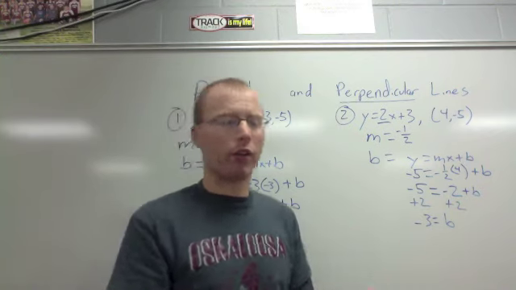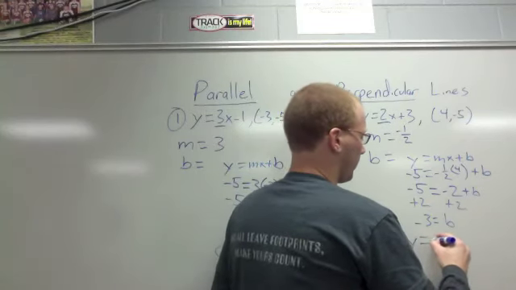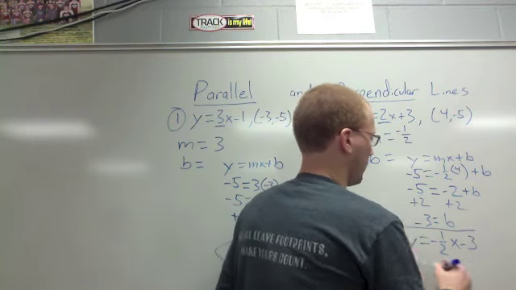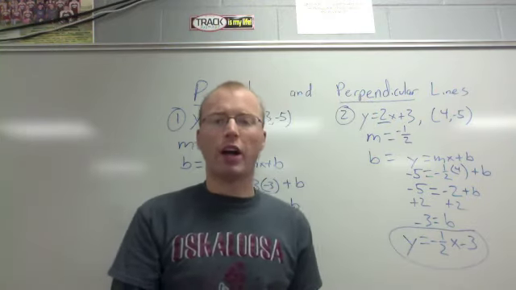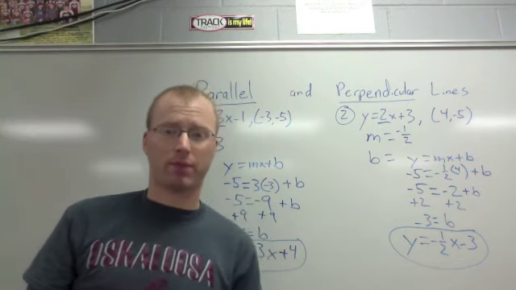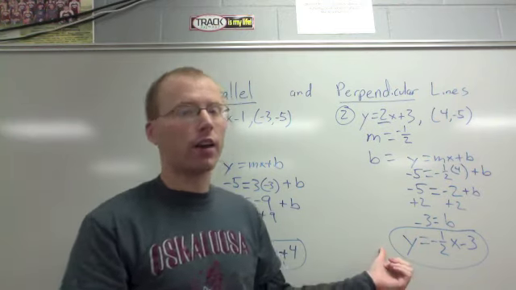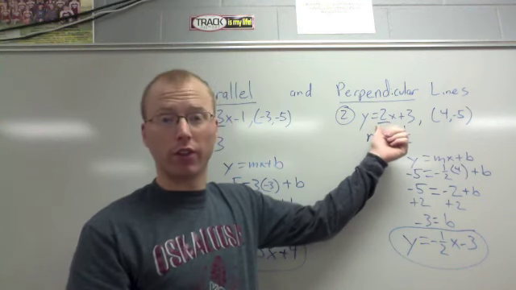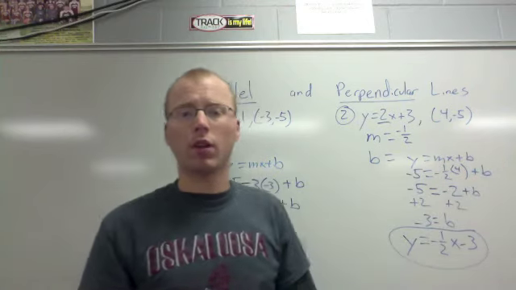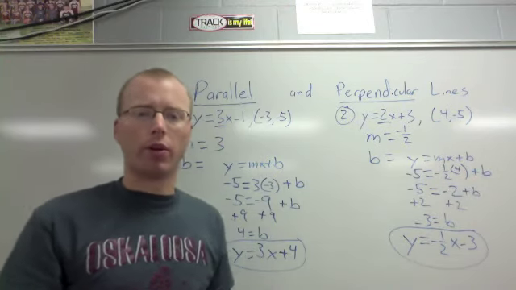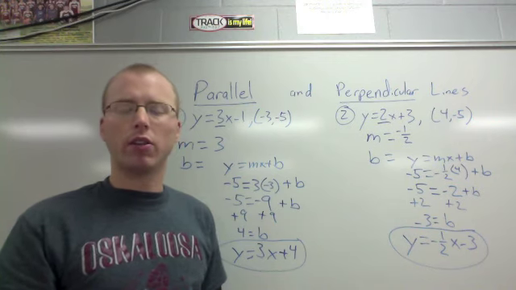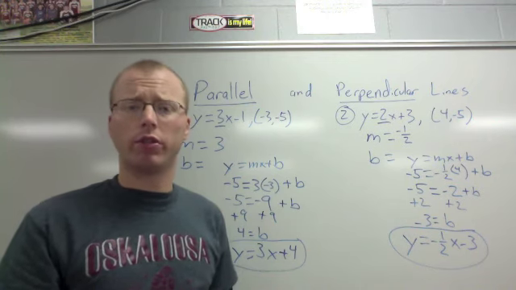Now let's put it all together. So y equals -1/2 x minus 3. And so this is the line that is perpendicular to this line, our given line, and also goes through this point. So a couple key concepts to remember. Two lines that are parallel have the same slope. Perpendicular lines have slopes that are negative reciprocals of each other.